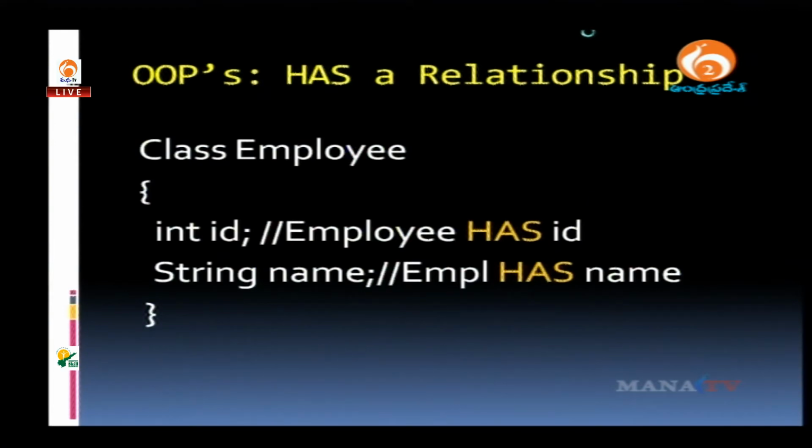Look here, I have written int id in the Employee class, meaning employee id. Here Employee has an id, which is nothing but the Employee class having an id member. Next, String name; here the Employee class has a name member. That is an example of the has-a relationship: Employee has an id, Employee has a name. For that reason I say we use the has-a relationship more frequently than the is-a relationship.